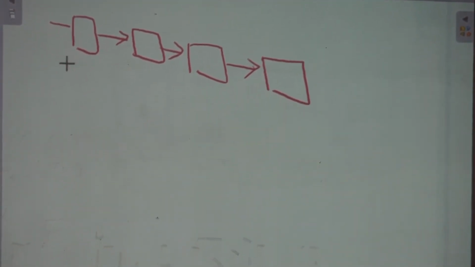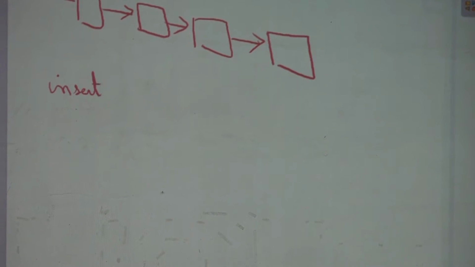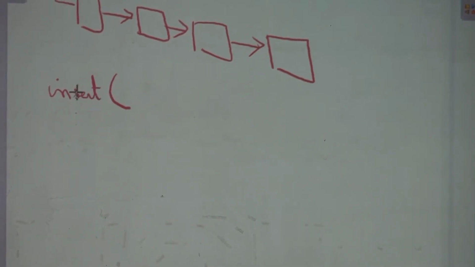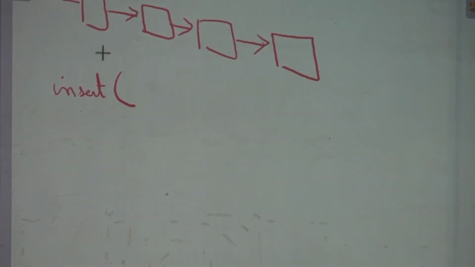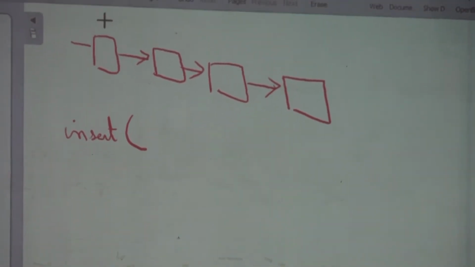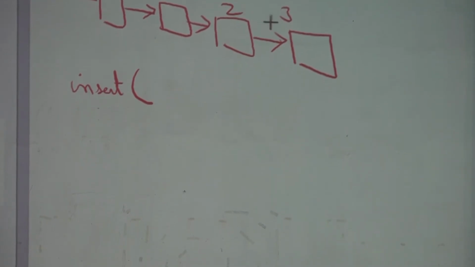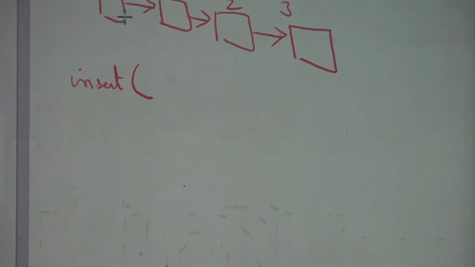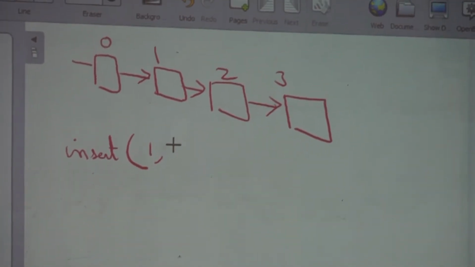You're asked to write a method on the linked list called insert. The first argument is the position at which you want to insert. Let's index the positions as 0, 1, 2, 3, or you can say 1, 2, 3, 4, it doesn't matter. I'm using 0-based indexing. So the 0th is the first element of the list, 1 is the second, 2 is the third, and 3 is the fourth. I will say something like insert at position 1 a value 25.